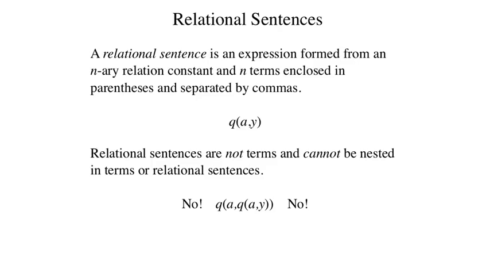A relational sentence is an expression formed from an n-ary relation constant and n terms. For example, if q is a relation constant with arity 2, and if x and y are terms, then the expression shown here is a syntactically legal relational sentence. Note that, unlike functional terms, relational sentences may not be nested within other relational sentences. So it would be inappropriate to say q of x and q of x y.